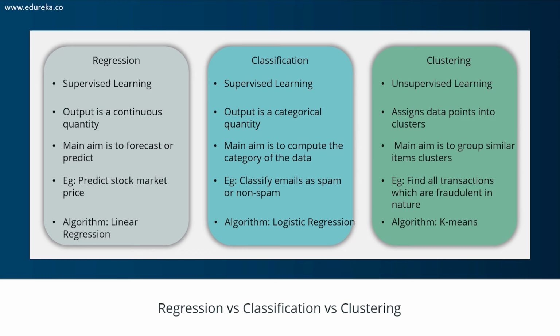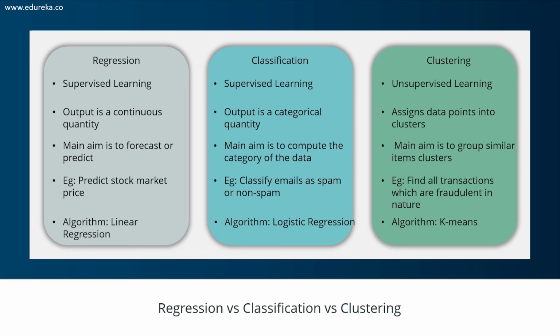First of all, what is a continuous quantity? A continuous quantity is any variable that can hold a continuous value. A continuous variable is any variable that can have an infinite number of values. For example, the height of a person or the weight of a person is a continuous quantity. Right? I can have a weight of 50.1 kgs or 50.12 or 50.112 kgs. This is a continuous quantity. Regression problems can be solved by using supervised learning algorithms.